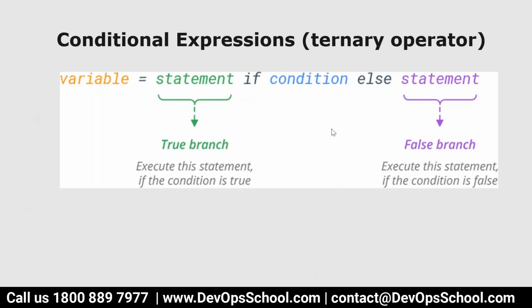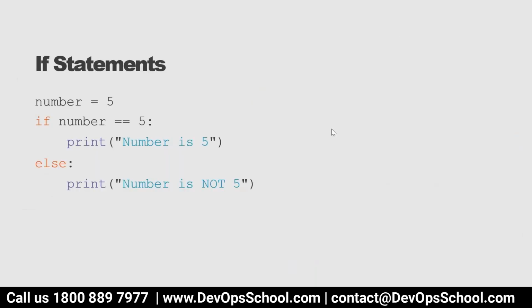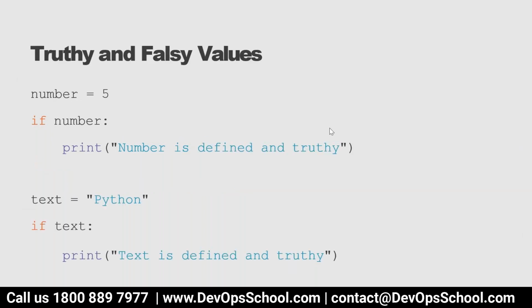So here variable is equal to statement, if condition is true, else statement. This one is also something you can do. For example, look at this: number is equal to 5. If number is equal to 5, that means it's true, then print number is 5. Else print number is not 5. This is the example for it.